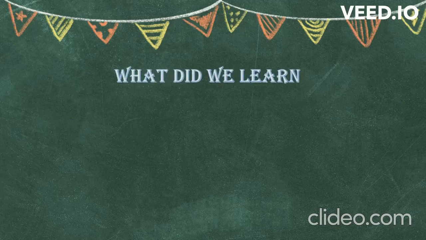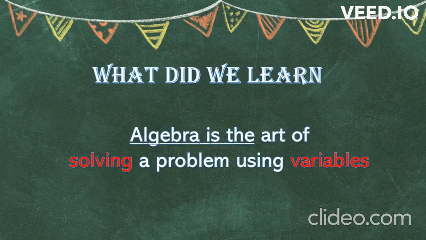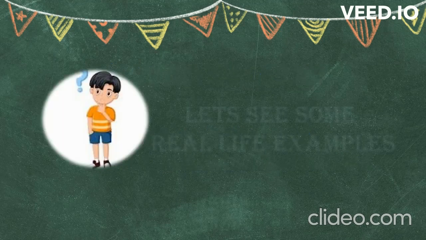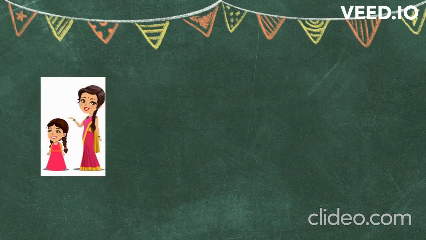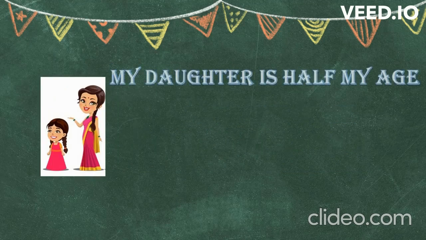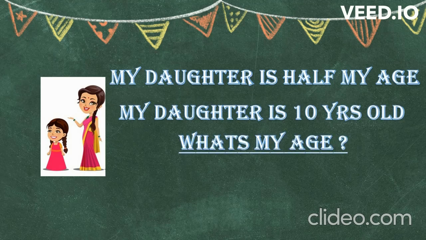So, what did we learn in our last video? We learned that algebra is the art of solving a problem using variables. Let's see some real life examples. My daughter is half my age. My daughter is 10 years old. What's my age?